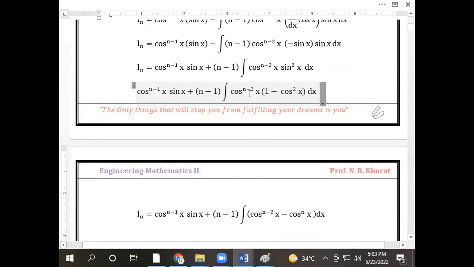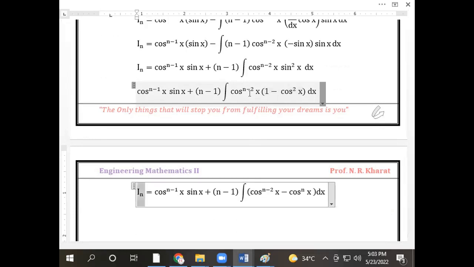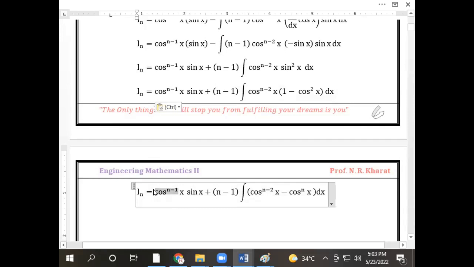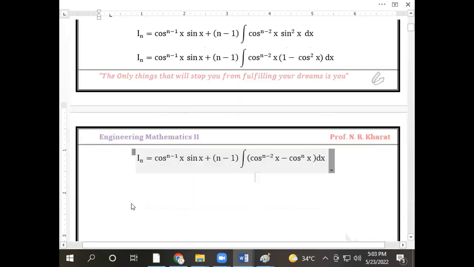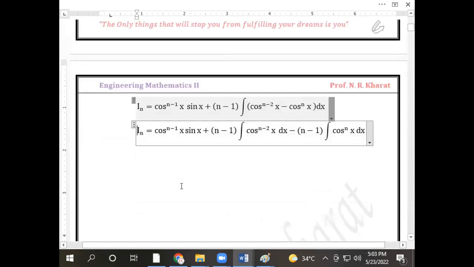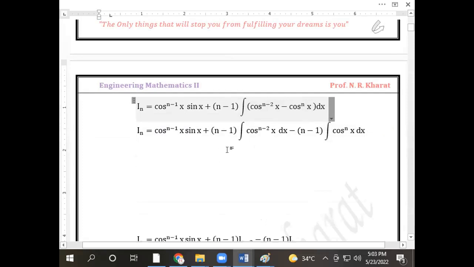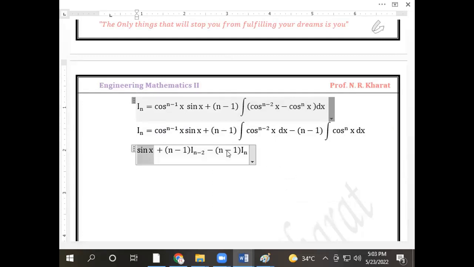So we get I_n is equal to cos raised to n minus 1 of x sin x plus n minus 1 integration cos raised to n minus 2 x minus, making the separate integration. This whole term becomes I of n minus 2. This term becomes I of n. So we can write I_n is equal to, again I_n shifted to your left hand side.